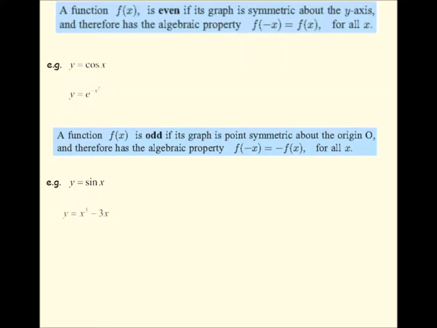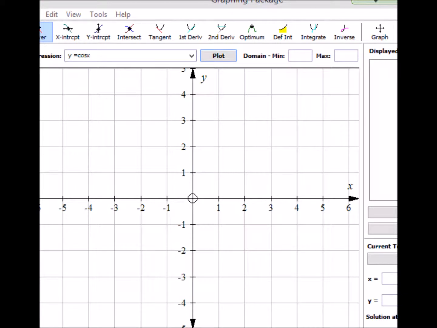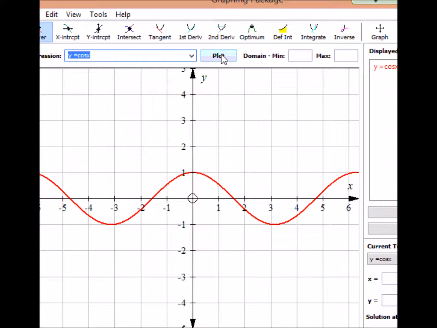So in general, if we have an even function, we know that graphically it's a reflection in the y-axis, and algebraically f of negative x is the same as f of x. So we have two functions here. We've got cosine of x. Let's graph that. So y equals cos of x. We have that graph there. So looks to be a reflection in the y-axis. Let's do the next one, which is y equals e to the power of negative x squared. If we plot that, there's the green curve there. We can see that is reflected in the y-axis.